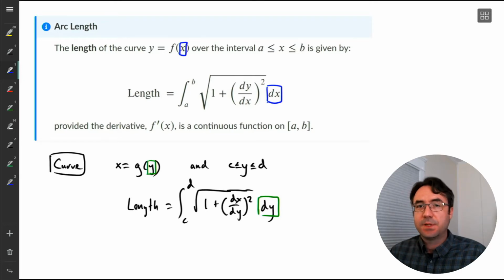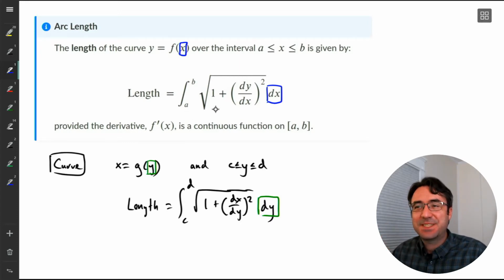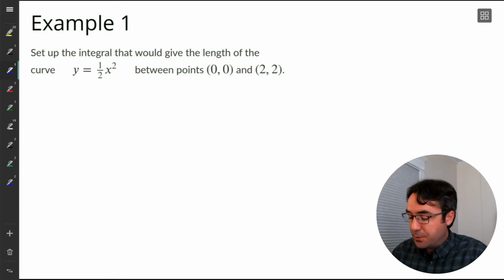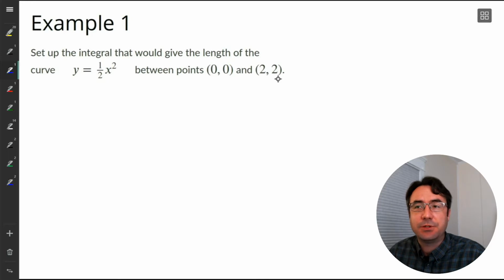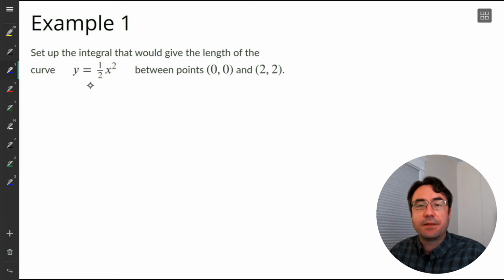All right. Let's try a few examples. Here's the formula. We're going to look at a few examples, and then if we have time, we'll talk a little bit about where this formula really comes from. We'll sketch out how we might construct this formula in some sort of proof. All right, so let's start with a few examples. We're given the curve y equal to 1/2 x squared between the points (0, 0) and (2, 2). Again, we're back to Cartesian coordinates here, and we just want to set up the integral that gives the length of this curve.